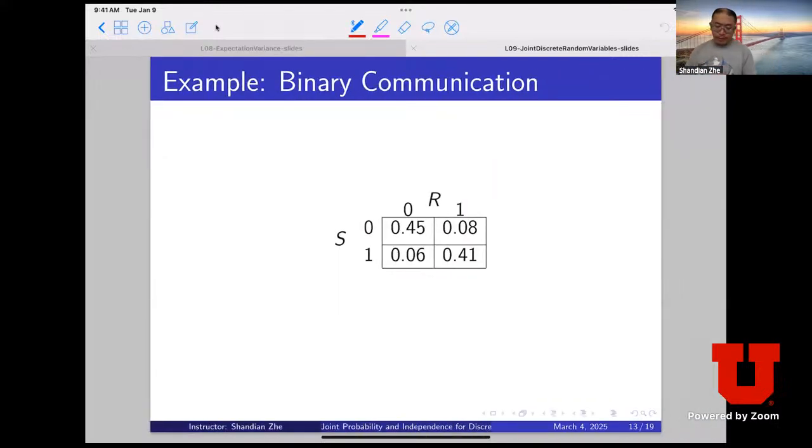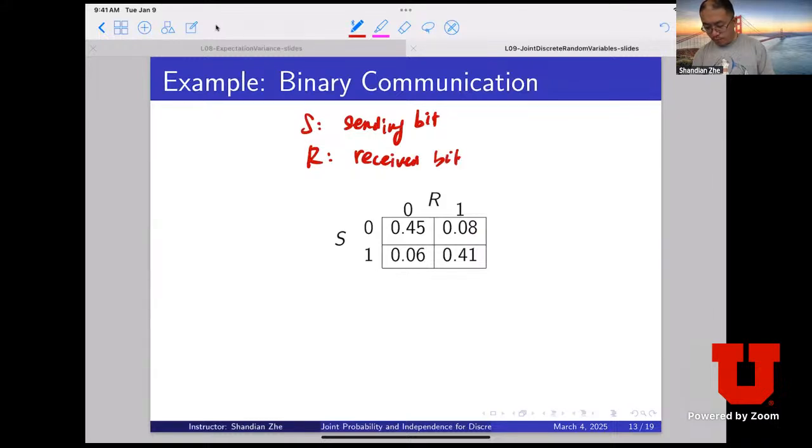So let us look at this binary communication example again. Remember, this is about a noisy wireless environment: when I send some message, what will happen? It is possible that your message will be corrupted. We consider just sending one bit of information, and there's some chance your bit will get flipped. So if we denote S as the sending bit, R is the received bit.